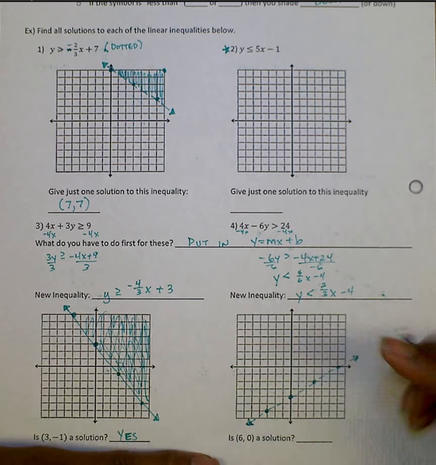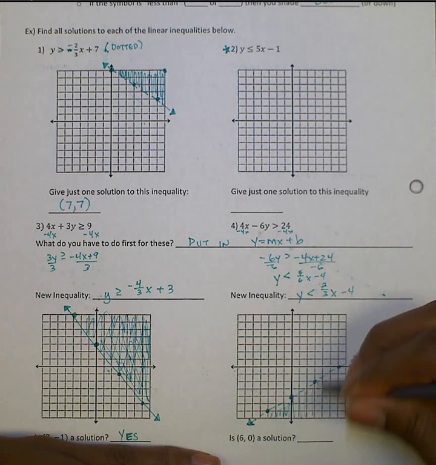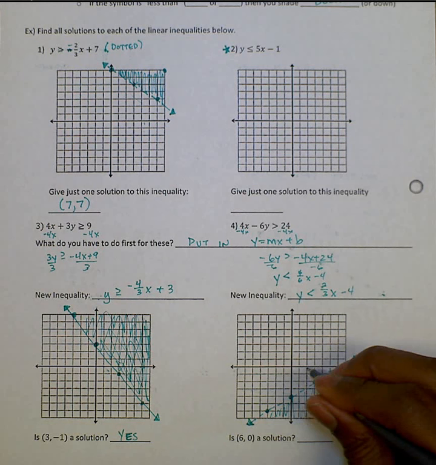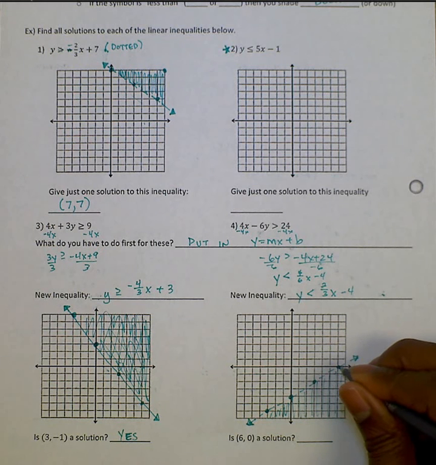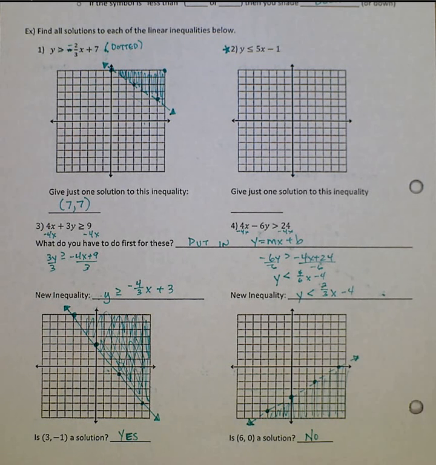Less than, I'm shading below the line. Got it? Now the question is, is 6, 0 a solution? 1, 2, 3, 4, 5, 6. 6 is on the line. The line is dotted. 6, 0 is not a solution. Okay, so there you have it.